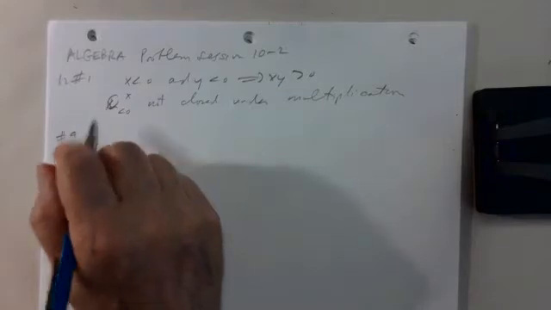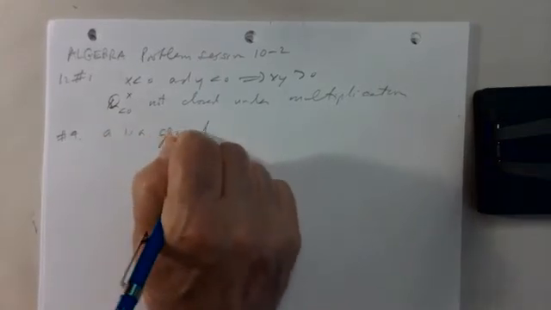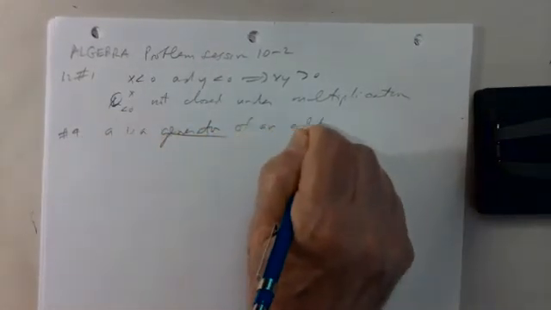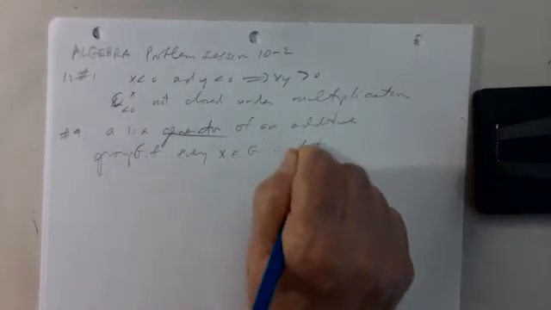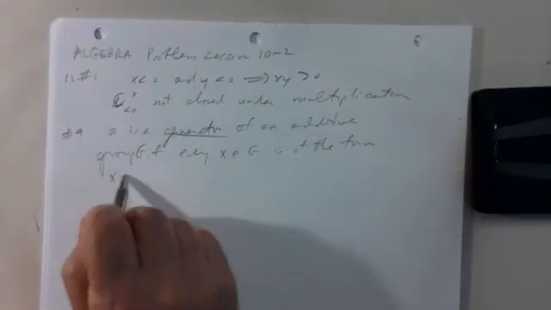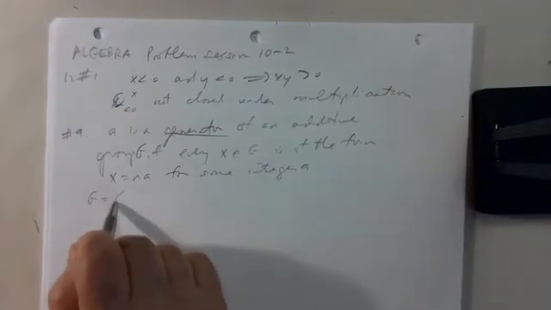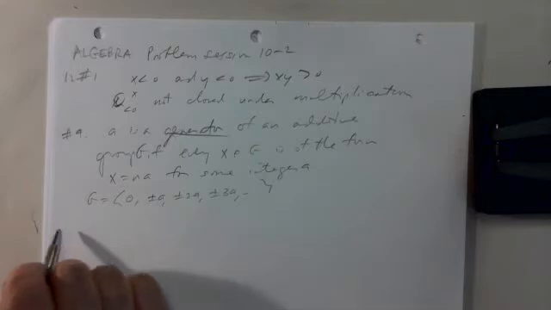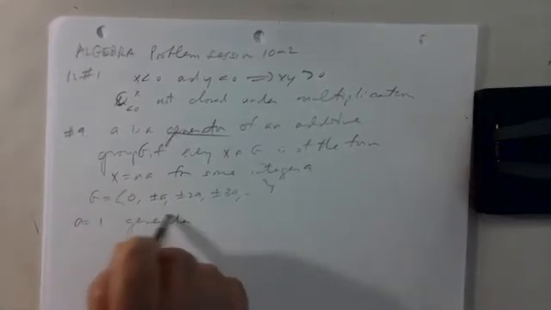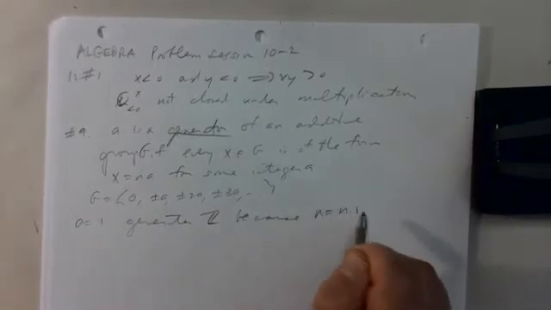So what does it mean to be a generator of a group? You say that an element A, let's say we're in an additive group, is a generator of an additive group if every element X in the group is of the form n times A for some integer n. In other words, G is the set 0, plus or minus A, plus or minus 2A, plus or minus 3A, and so forth. So of course, A equal 1 generates Z, because every integer n is n times 1.